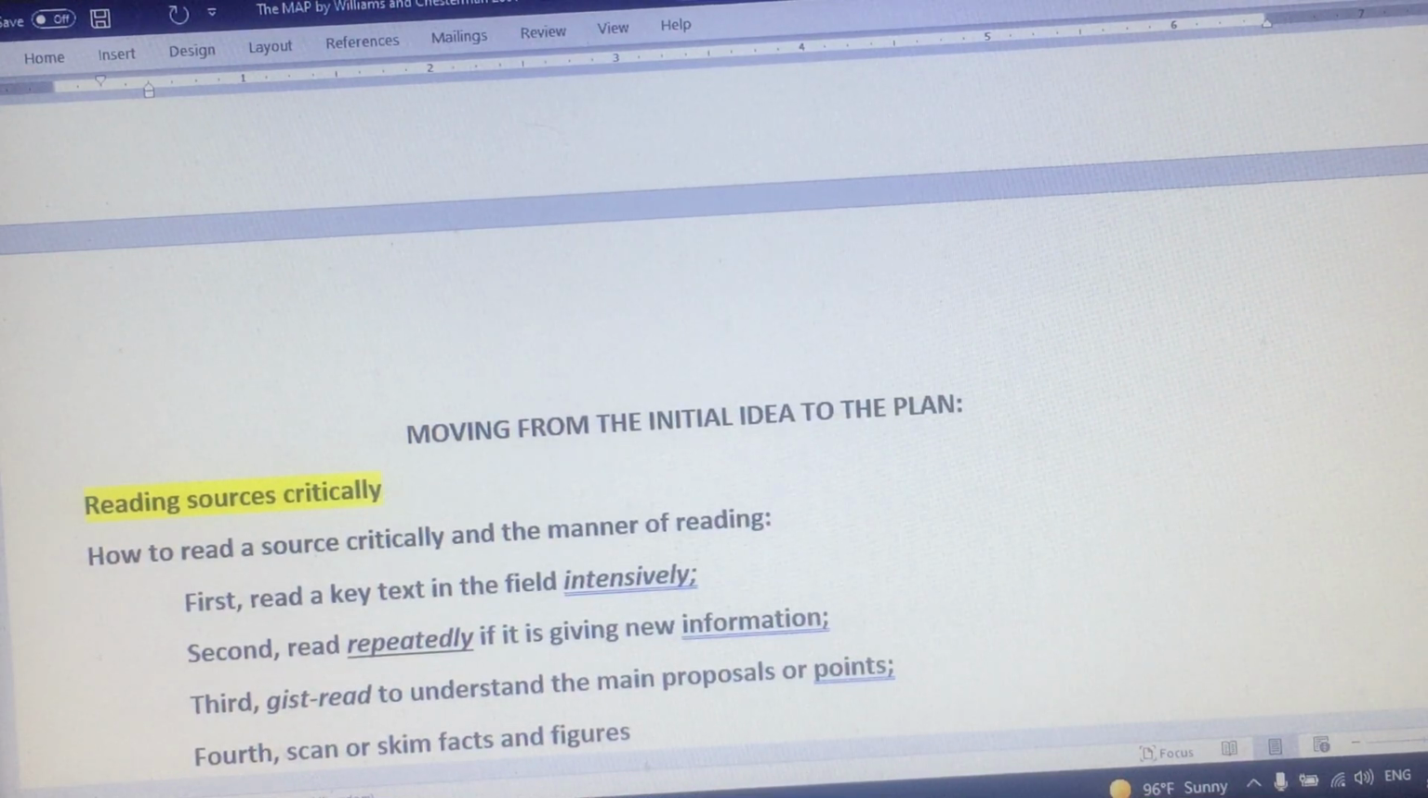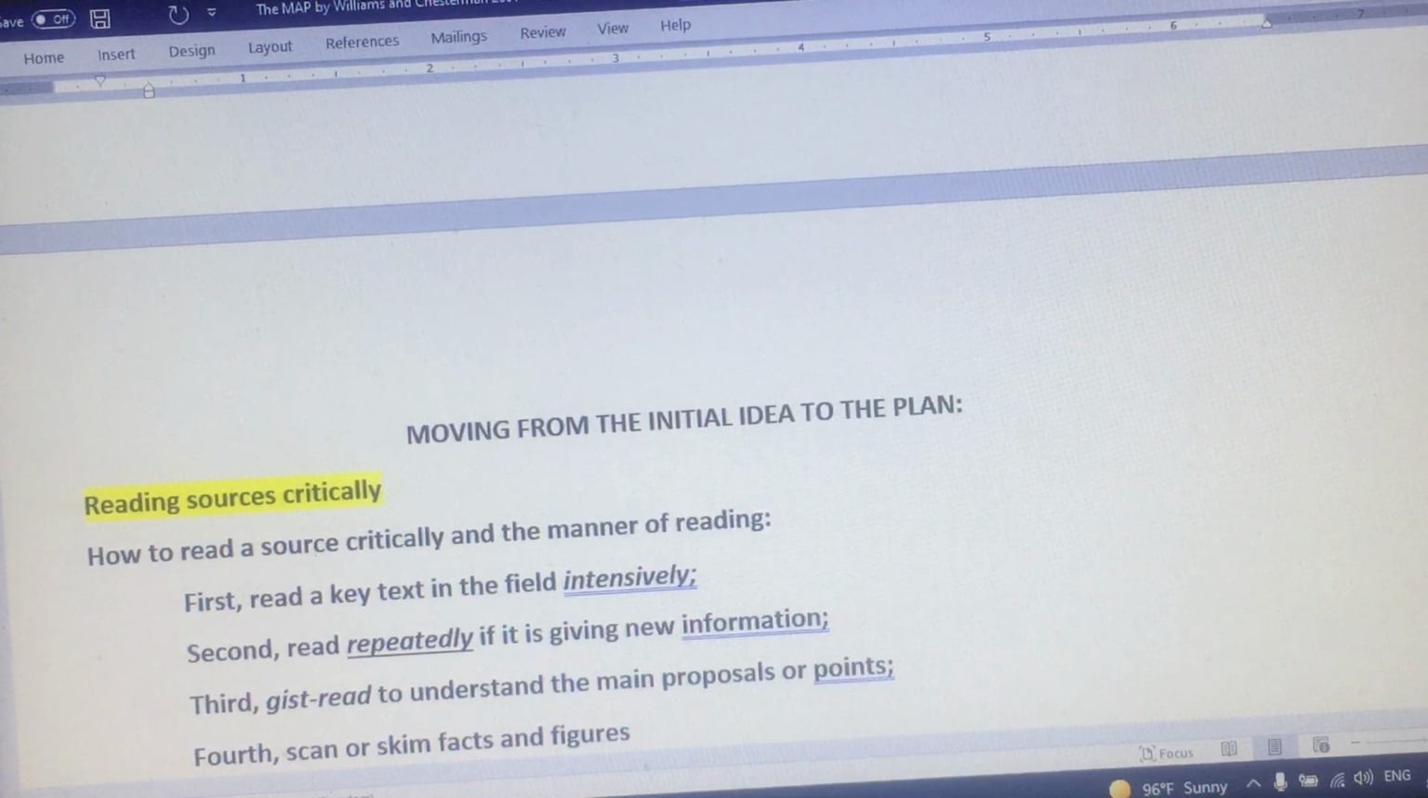First, you need to read a key text in the field intensively. What does that mean? You need to choose the major texts that are published in your field, in translation studies, in the area that you have chosen, and you need to read these key texts intensively. In other words, in depth.